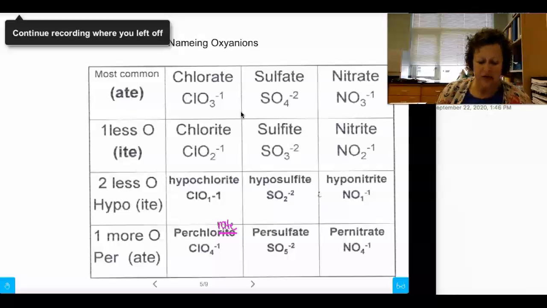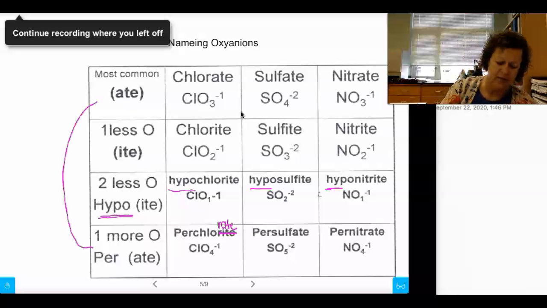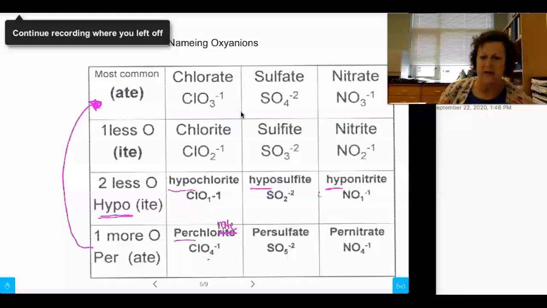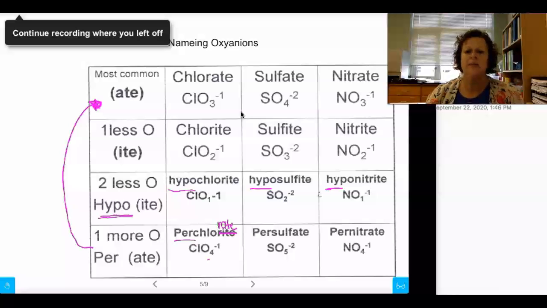If you take 2 oxygens away, you add hypo to the front. Hypochlorite, hyposulfite, and hyponitrite. If you add 1 to the most common, you add per to that name. Perchlorate, persulfate, pernitrate.